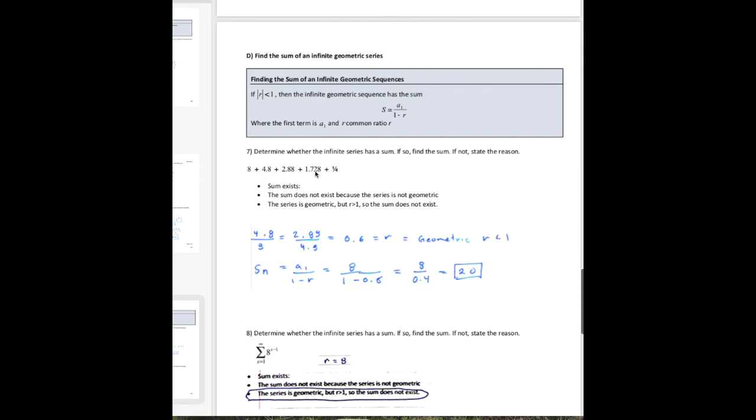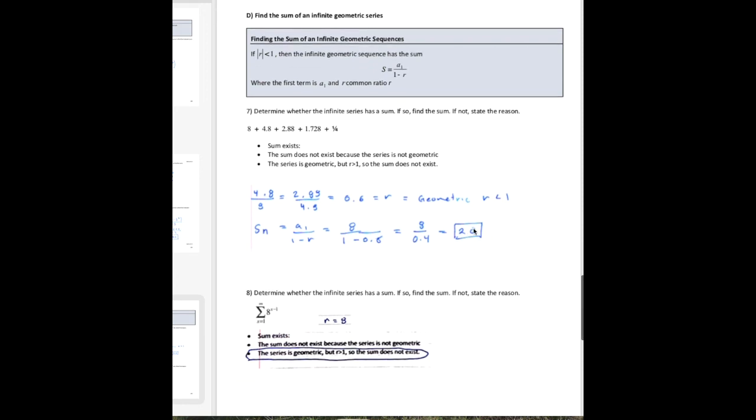So first off, it has to be geometric, so let's see if it's geometric. If I do 4.8 over 8, I get 0.6. If I do 2.88 over 4.8, I get 0.6 again. So it has a common ratio, as long as we ignore that 1/4 there, that's my typo. So it is geometric, and the ratio was less than 1, right? It came out to 0.6, and it's less than 1, that meets our criteria, so this is going to have a sum. And since it has a sum, now we can use this formula. Our first term was 8 over 1 minus the ratio. And then just tossing that into a calculator, that means if you add this forever, these numbers will approach 20 without ever actually getting there.